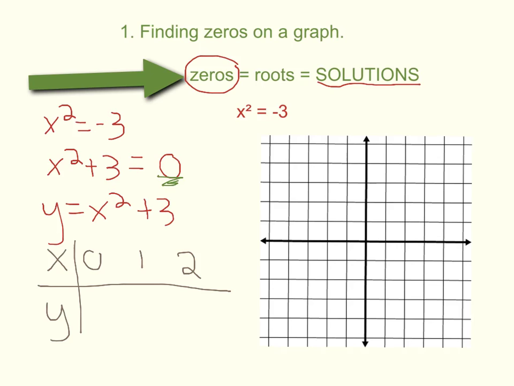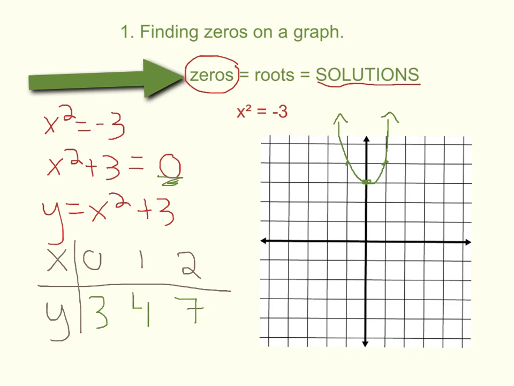If you plug in 0, 0 squared plus 3 is 3, so I can plot the point at 0, 3. Plug in 1, 1 squared plus 3 is 4, over 1 up 4, and then 2 squared plus 3 is 7, and that actually will go off my graph. But I can still reflect that second point over here, and then I will graph.